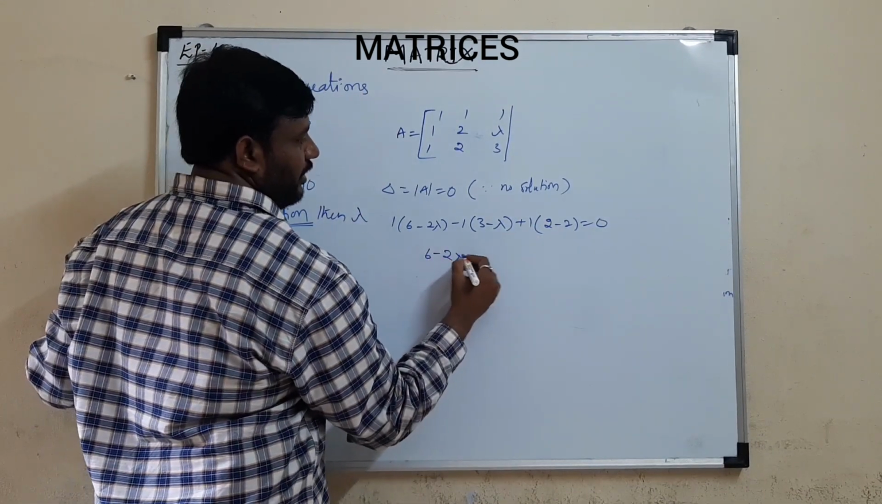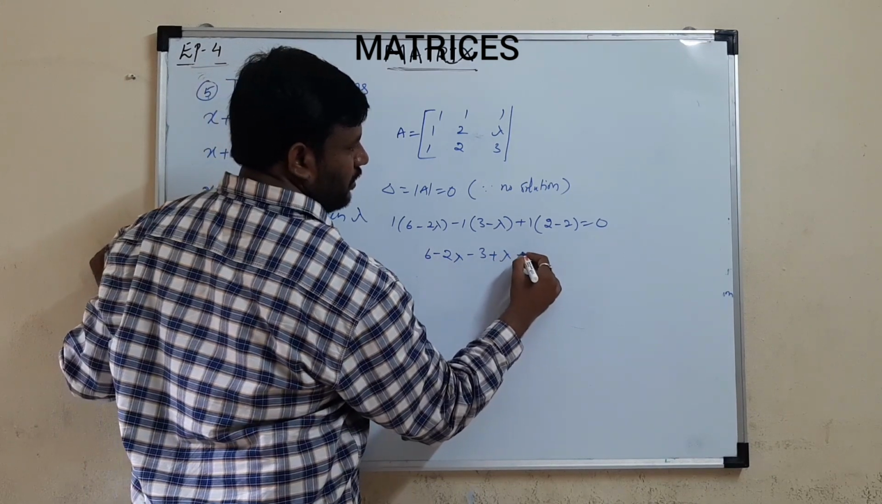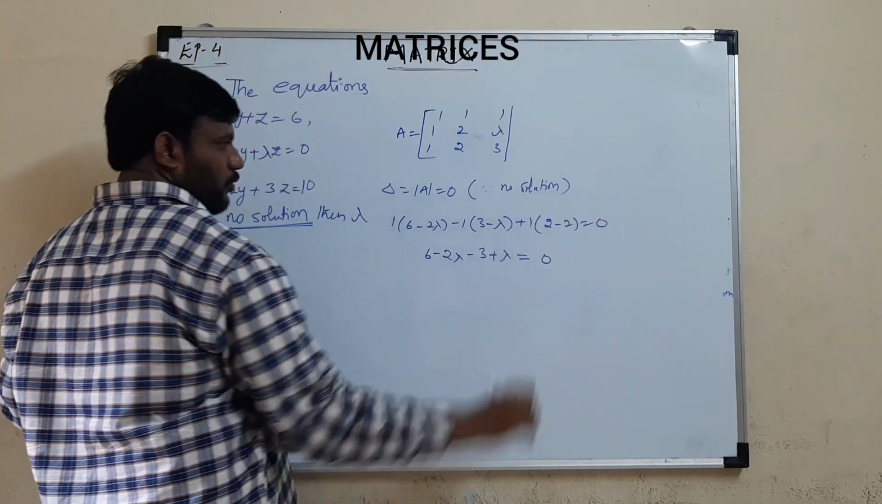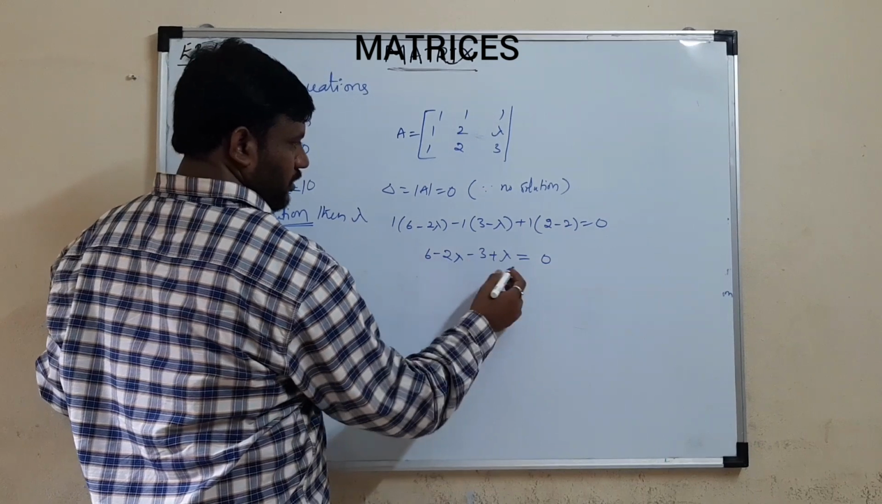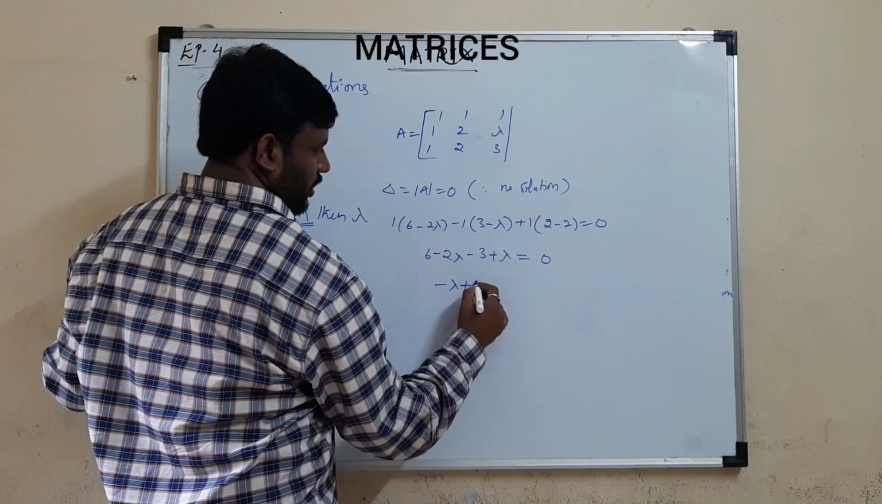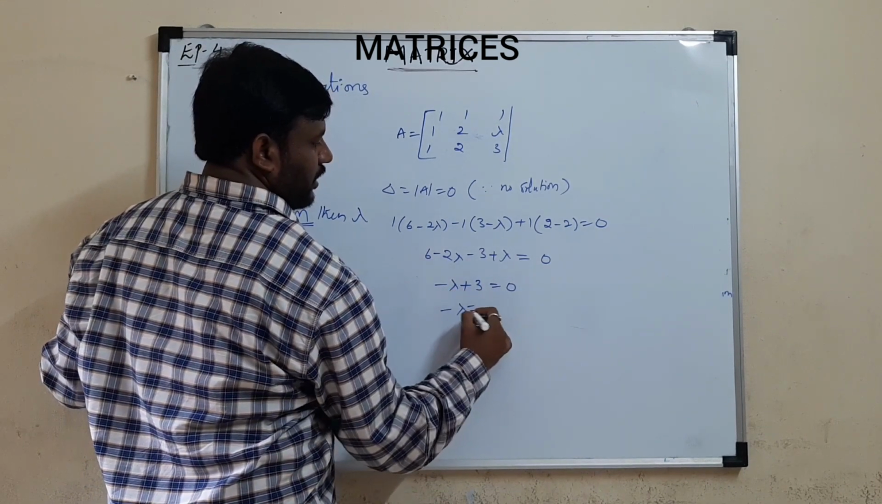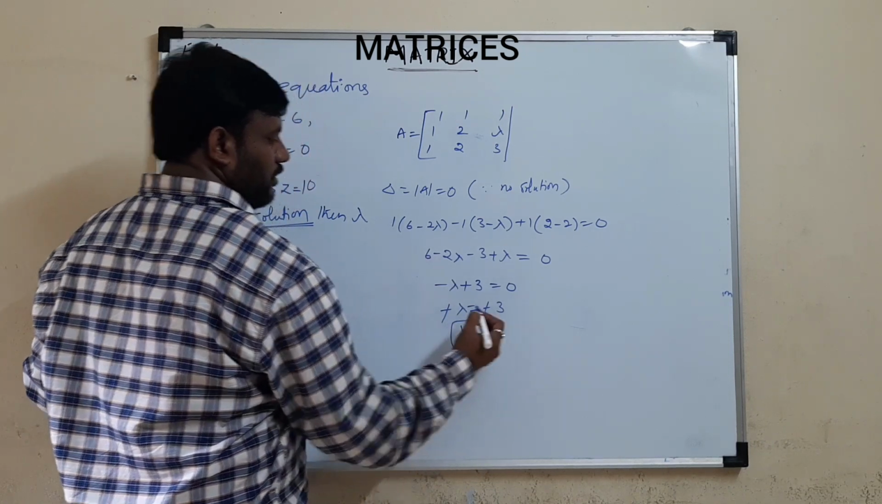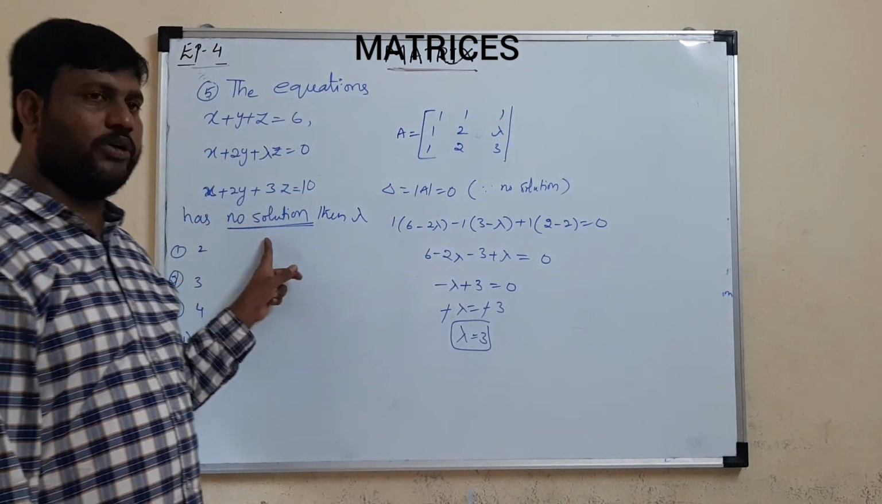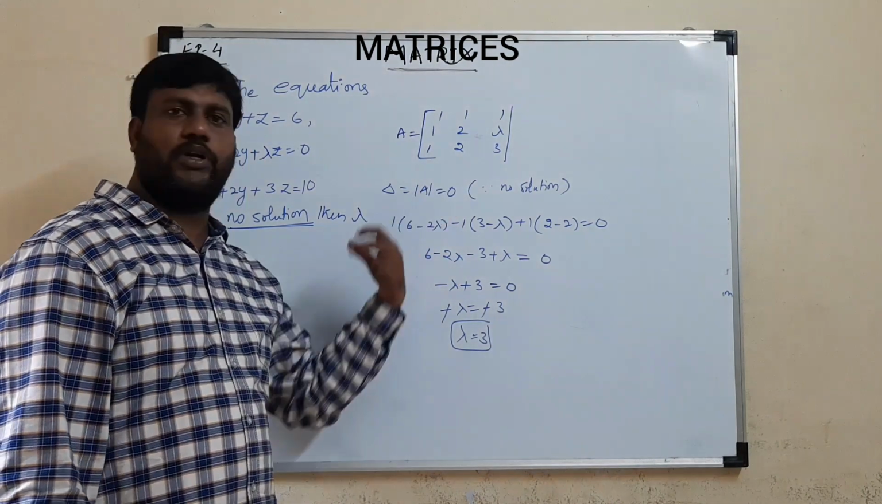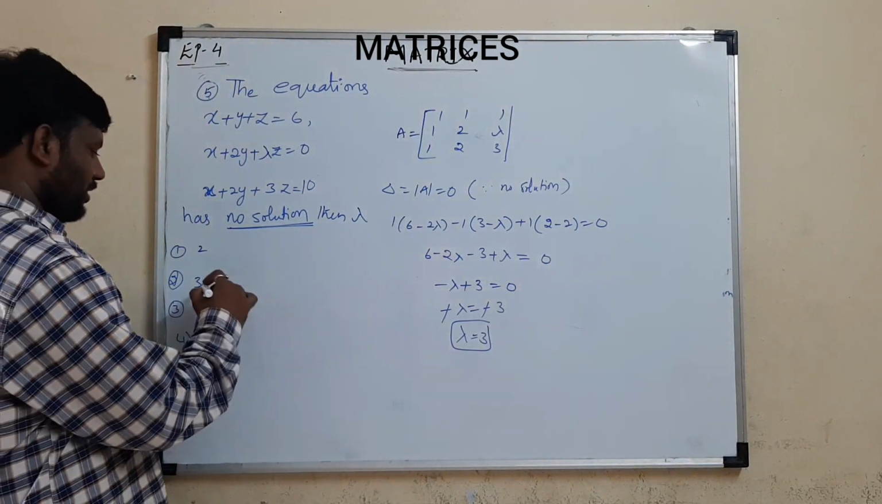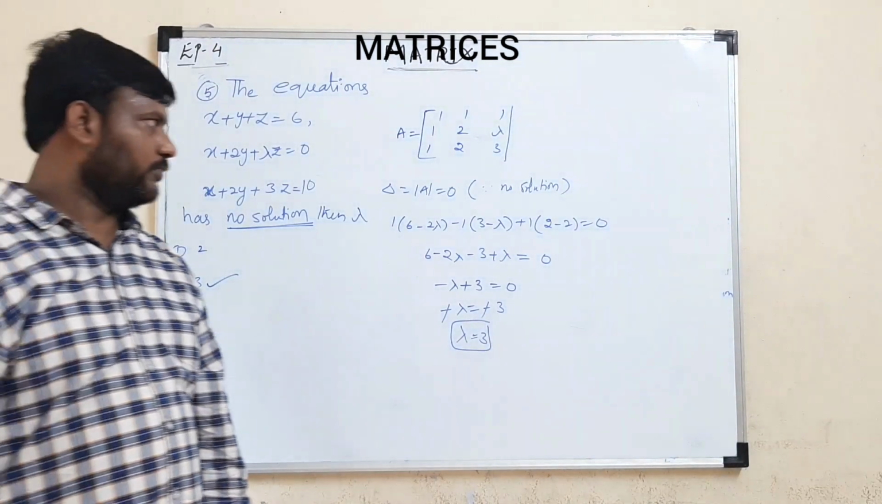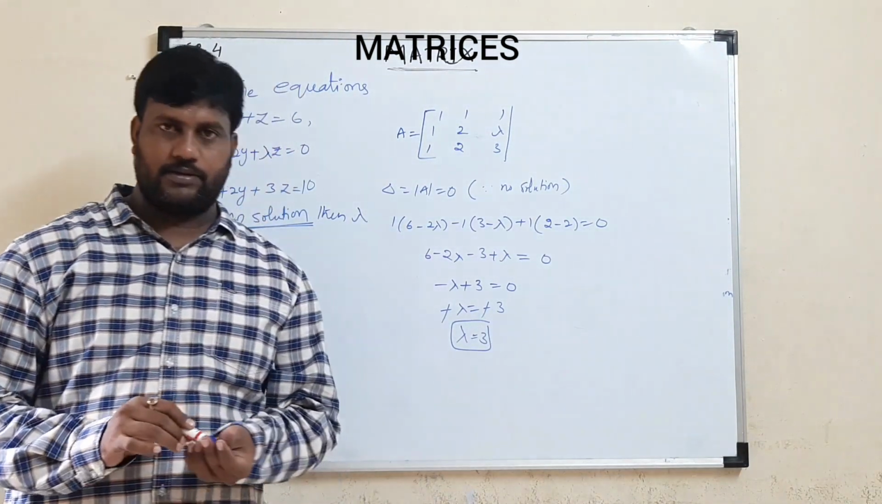6 minus 2 lambda minus 3 plus lambda, 0 is 0. 2 minus 2 is 0. 1 into 0 is 0. So minus lambda plus 3 is equal to 0. Minus lambda is equal to minus 3. Lambda equal to 3. That's right. If it is no solution, we can simply get delta equal to 0. Now the answer is option 2. It's clear? So next one.